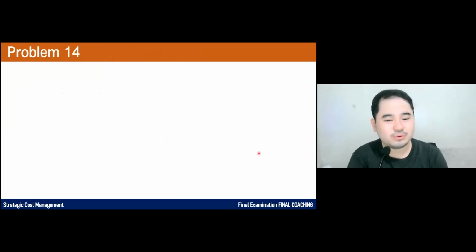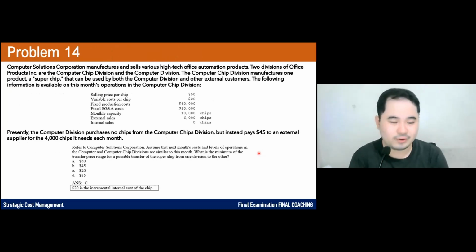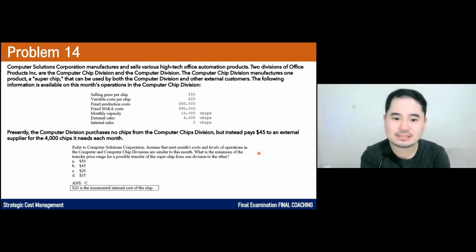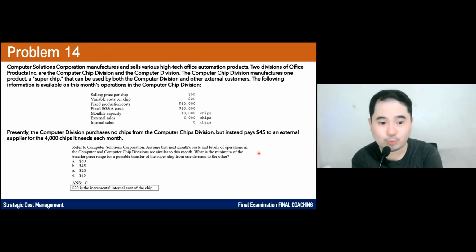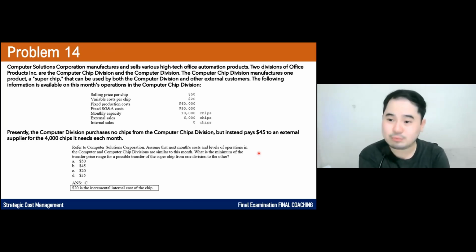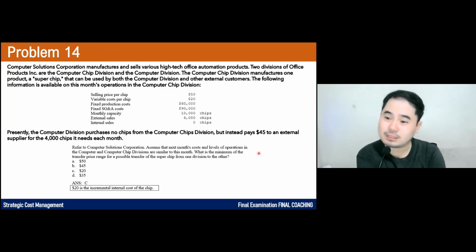Okay, so itong huling two problems, parang one problem na lang yata to. Transfer pricing po ito. Okay. Computer Solutions Corporation manufactures and sell various high-tech office automation products. Two divisions of Office Products Incorporated is Computer Chip tsaka yung mismong Computer Division. Si Computer Chip daw po ay nagmamanufacture ng super chip na pwedeng i-transfer kay computer division, pwede mo ring ibenta sa labas. Okay? Yan yung mga sinasabi ko sa inyo na pwede yung minamanufacture mo, pwede ibenta sa labas, pwede ring i-transfer sa kabilang department or kabilang division.